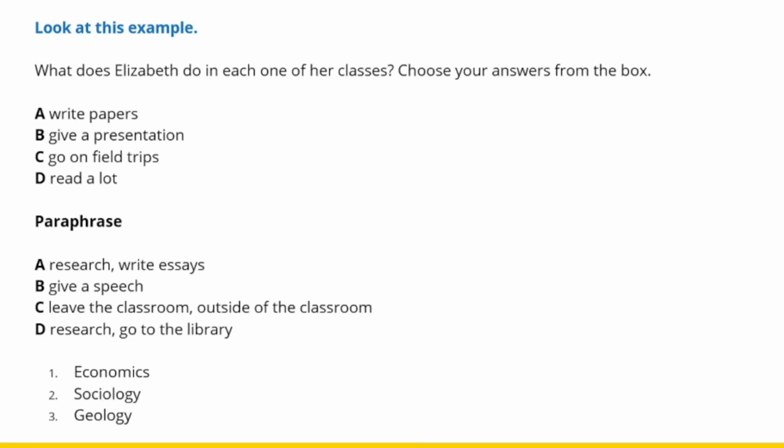Alright guys, so look at the following example we have from the Authentic IELTS test. The IELTS test is asking you, what does Elizabeth do in each one of her classes? Choose your answers from the box. You are given A, B, C, D. For example, A, write papers, B, give a presentation, C, go on field trips, and D, read a lot. And you also see paraphrase that I have written about these answers.